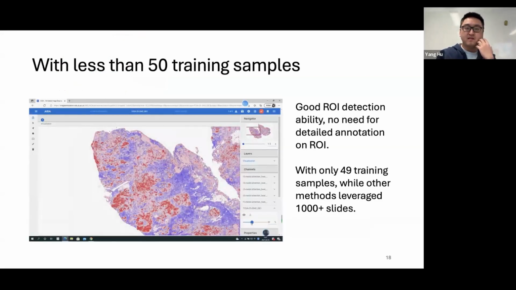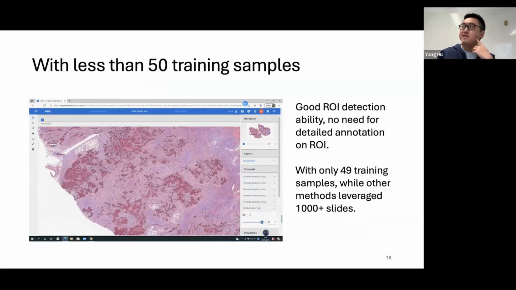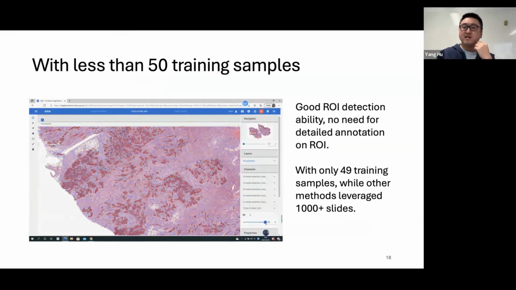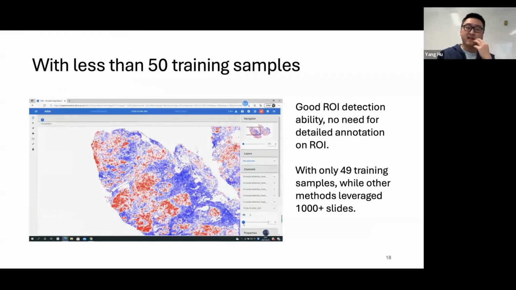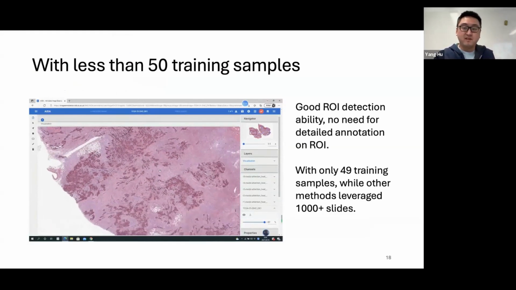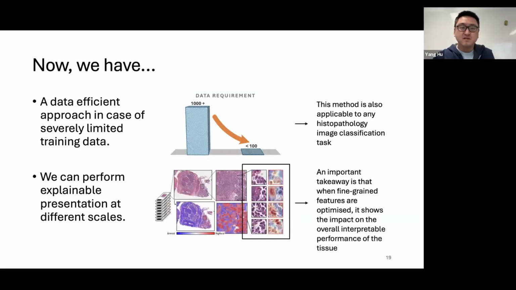So basically, with less than 50 training samples, we can achieve a very good region of interest detection capability, while other methods usually leverage more than 1,000 slides. So that's a work just before we have the foundation model.